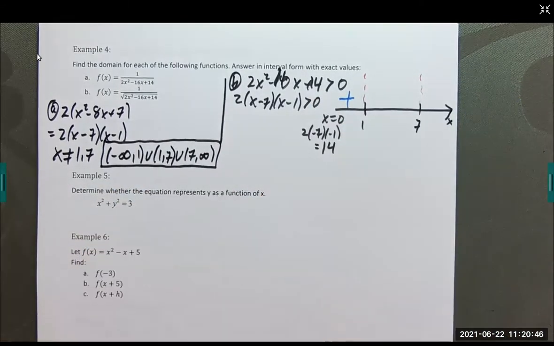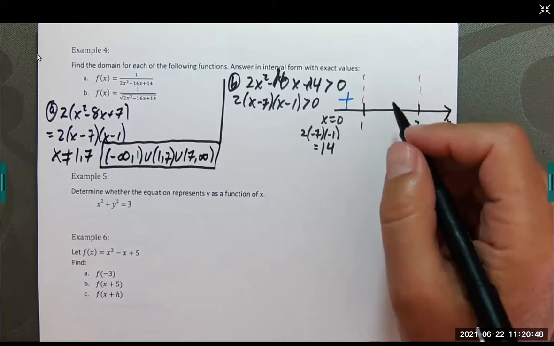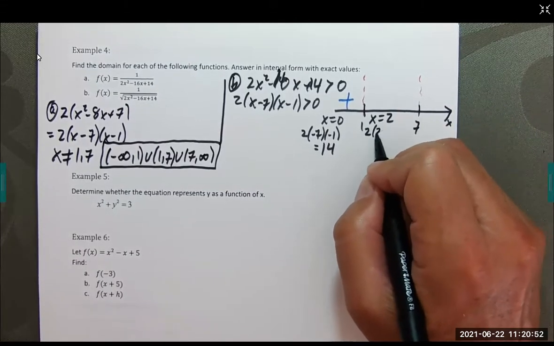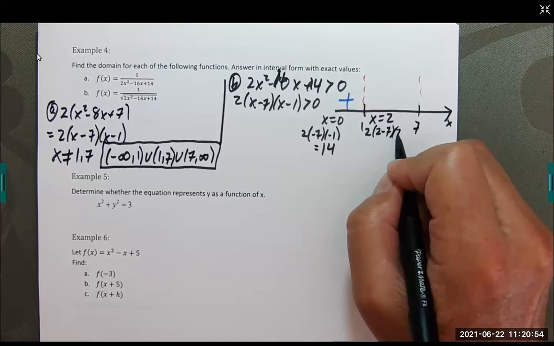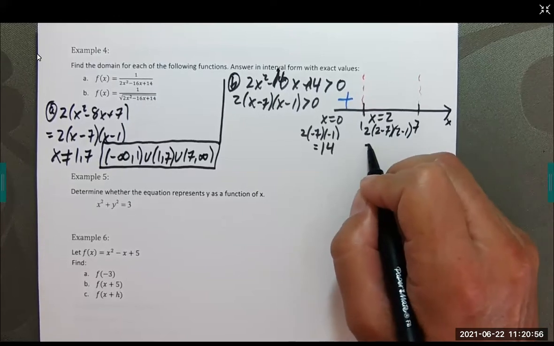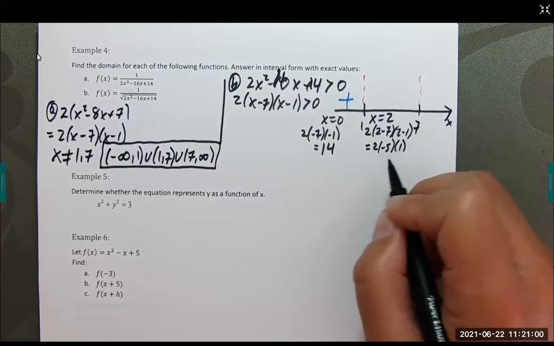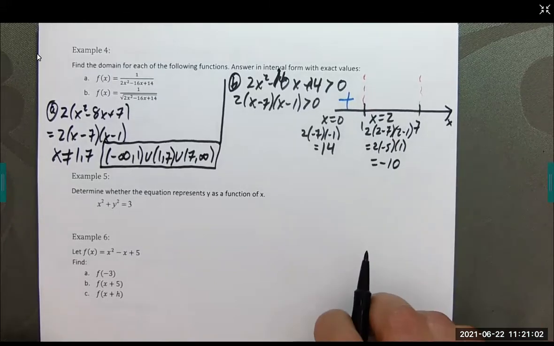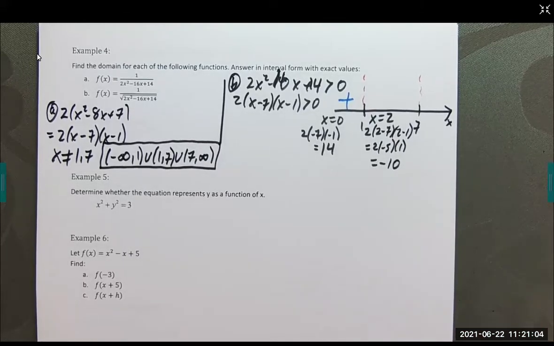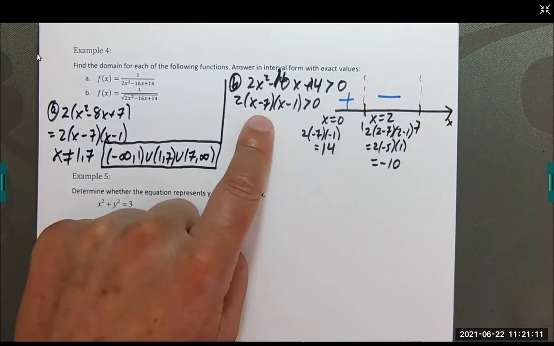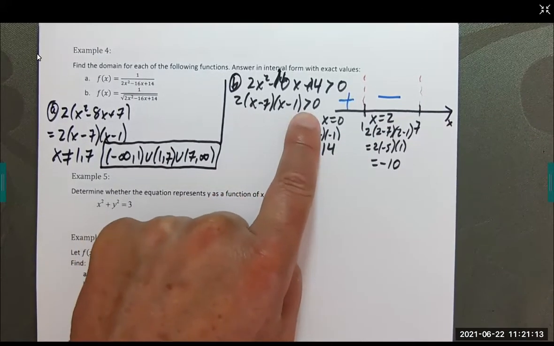I'm going to pick something now between 1 and 7. Let's pick 2. So 2 times 2 minus 7 times 2 minus 1. 2 times negative 5 times 1. That's negative 10. And the point is the sign. In this case, any value of x that I plug into here is going to make it negative. And I'm not looking for negative, I'm looking for positive.